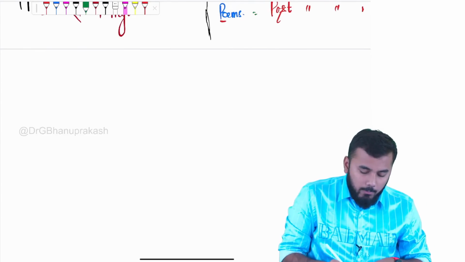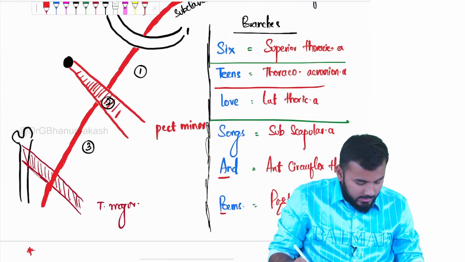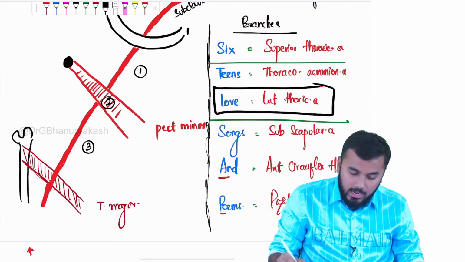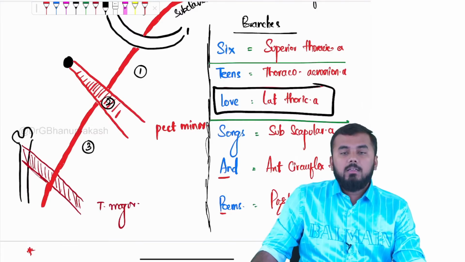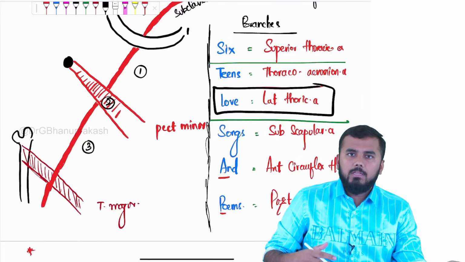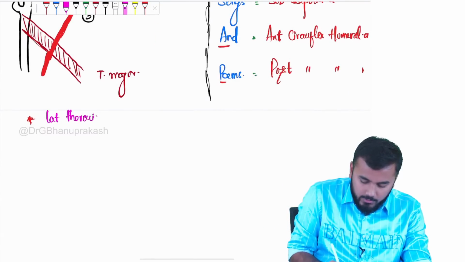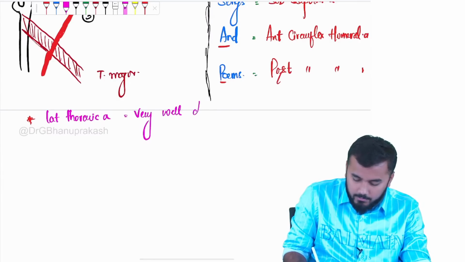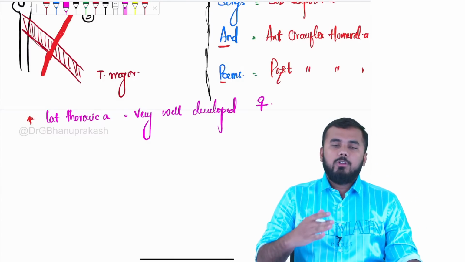And one very important clinical point I want to tell you, guys: out of all these arteries, the lateral thoracic artery mainly supplies your breast, I mean the female breast. That is the reason why the lateral thoracic artery is very well developed in females in comparison with males. So that is a clinical point you need to remember.